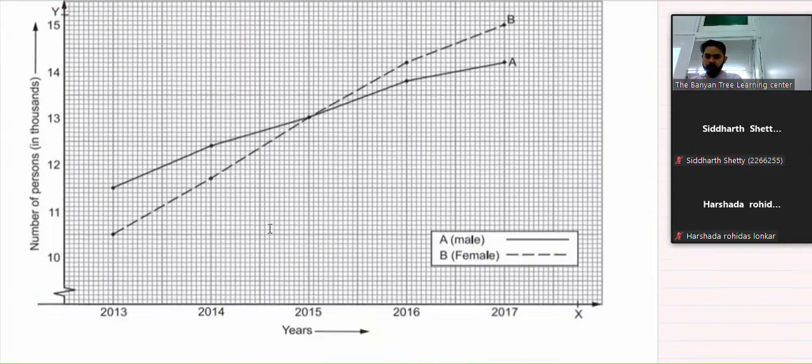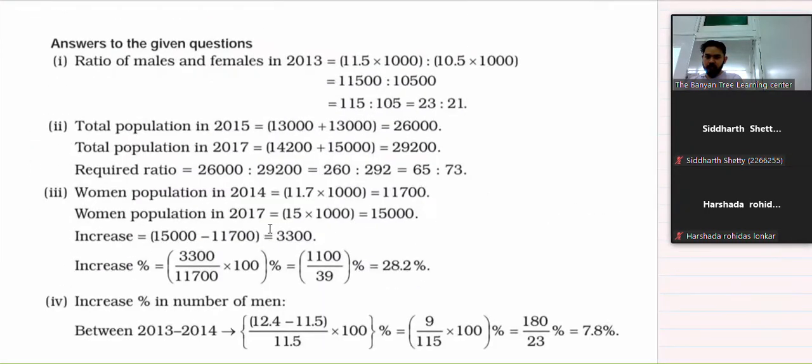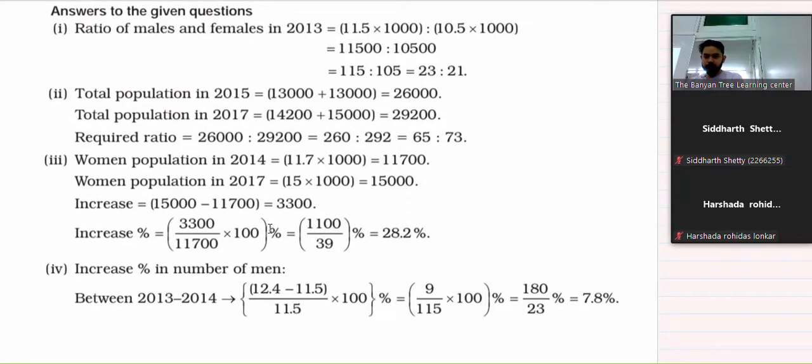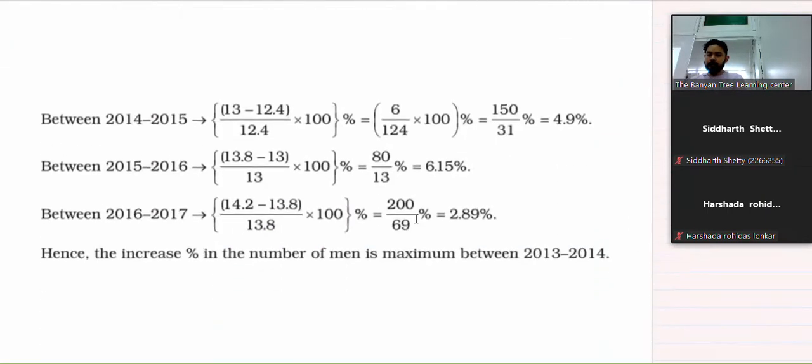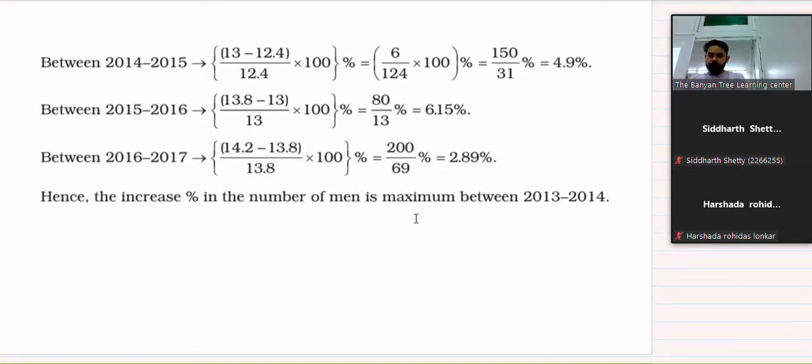This is the same question that came back again, it is repeated. Yeah, see, 12.4 minus 11.5 that is 0.9, they have written as 9, and then 11.5 as 115, removing the decimal point, and then they have calculated 7.8%. They found all the percentage changes and then they determined that this one was the highest.